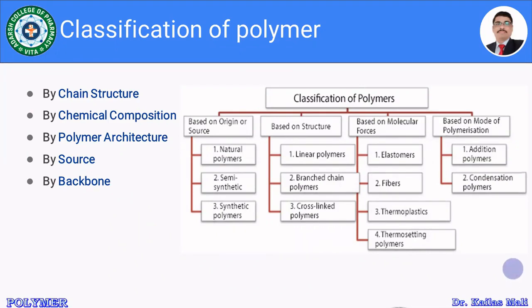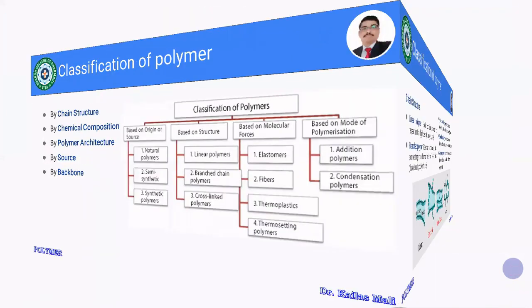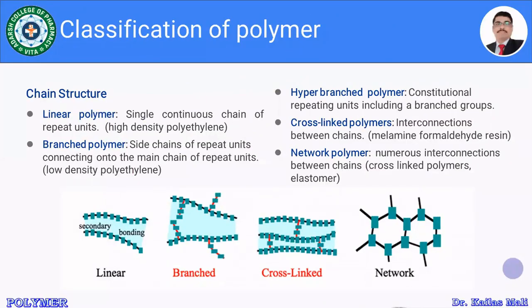Let us see one by one the classification of the polymer. First of all, we will discuss the classification of polymer according to the chain structure. According to chain structure, the polymers can be classified as linear polymers, branched polymers, hyperbranched polymers, cross-linked polymers, and network polymers. So this is the linear polymer, this is the branched polymer.